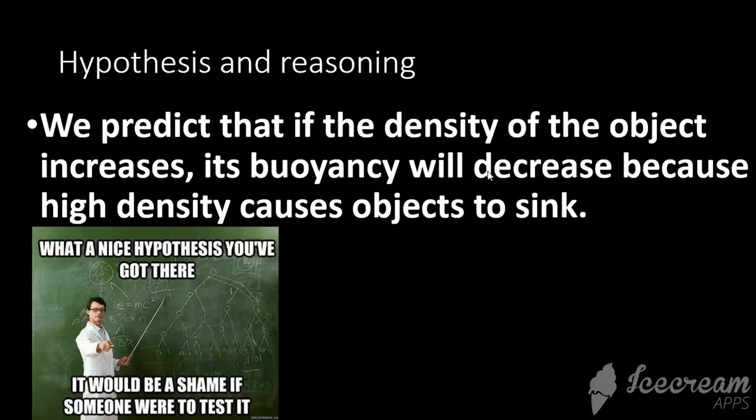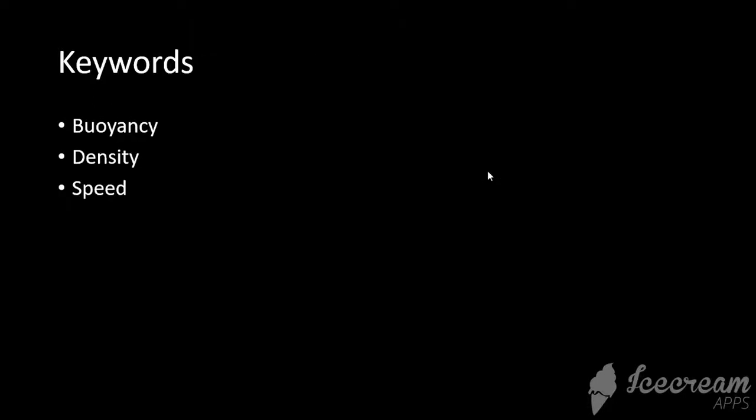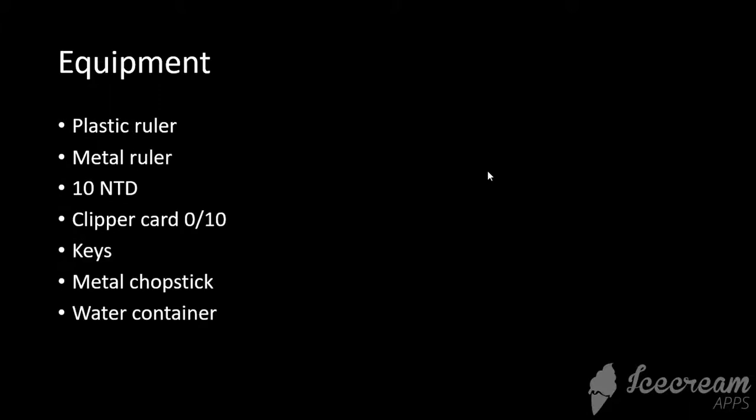Our hypothesis was that if the density of the object increases, its buoyancy will decrease because high density causes objects to sink. Some of the keywords that are really important in this experiment are buoyancy, which is the ability to float. Density is just the object's mass divided by its volume, and speed is just the time it takes for an item to travel to a certain location.